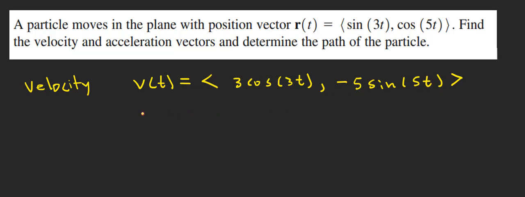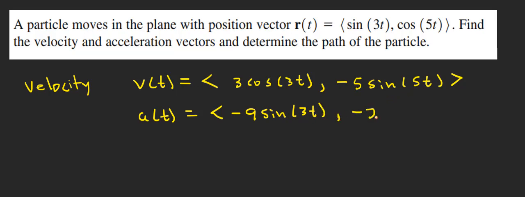And to find the acceleration vector, you have to find the derivative again, the derivative of the velocity. So this will be negative 9 sine of 3t, comma, negative 25 cosine of 5t.